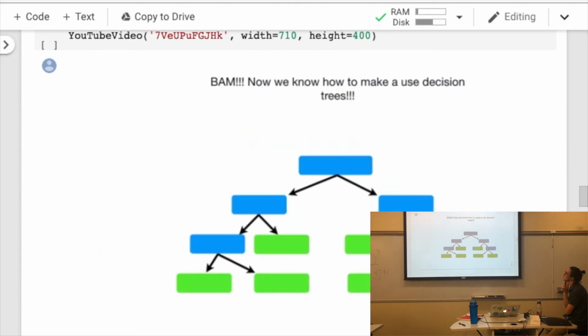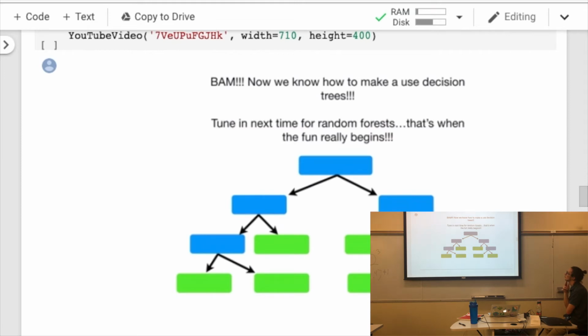Bam! Now we know how to make and use decision trees. Tune in next time for random forests. That's when the fun really begins.